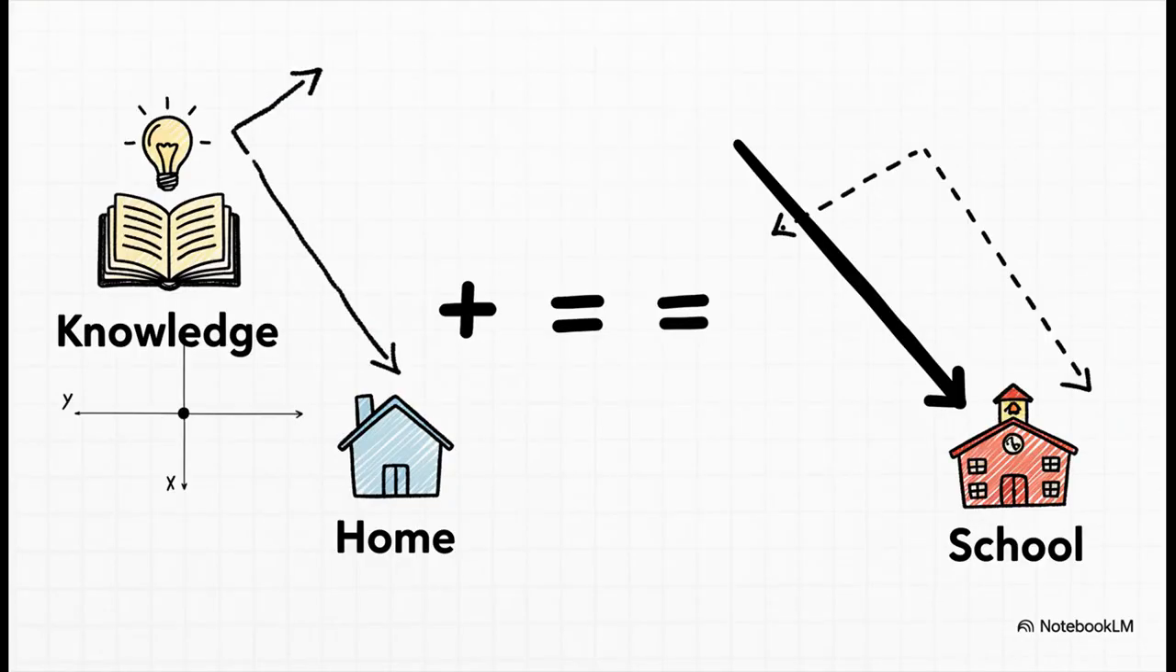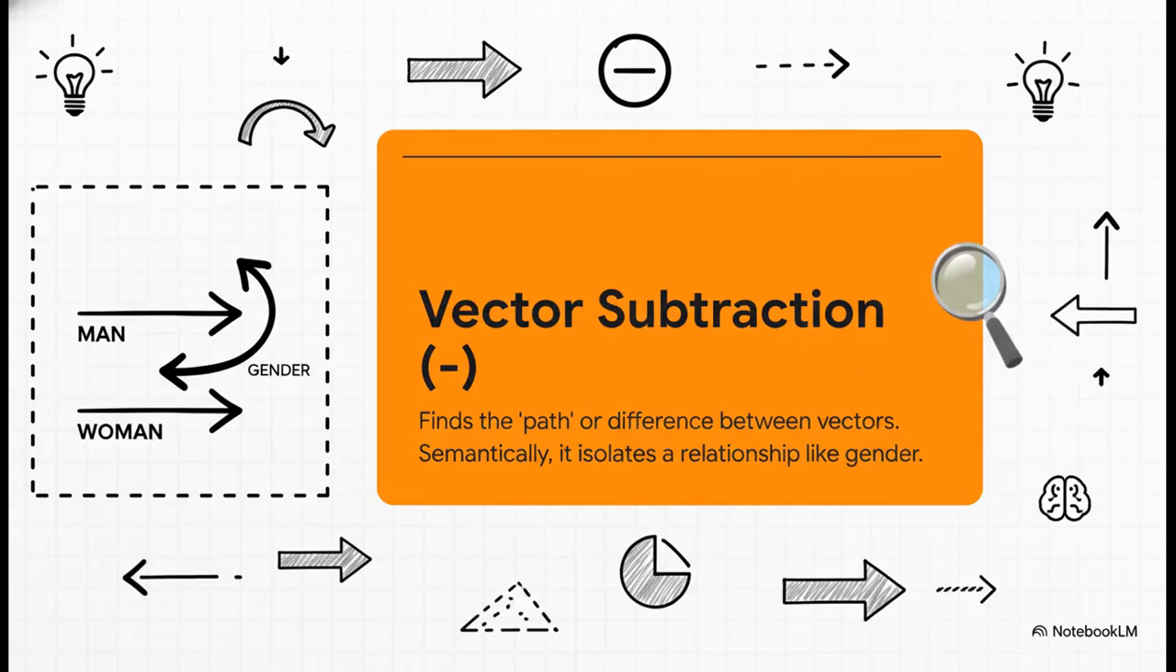one. And get this, here's a perfect real-world example. If you take the vector for the Hindi word for knowledge, and you just add the vector for home, the point you land on is right next to the vector for school. The math, it literally understands the concept. It's wild. Subtraction is just as powerful, but you gotta think about it a little differently.